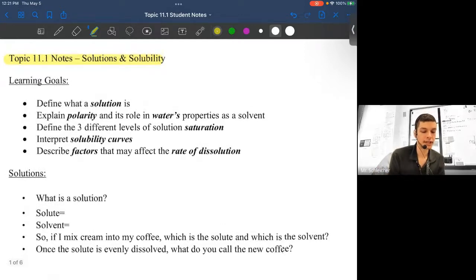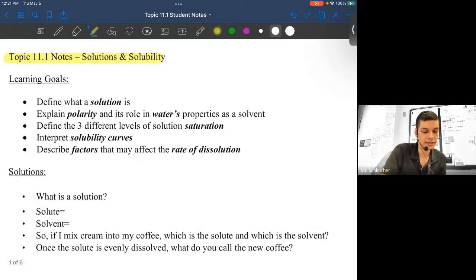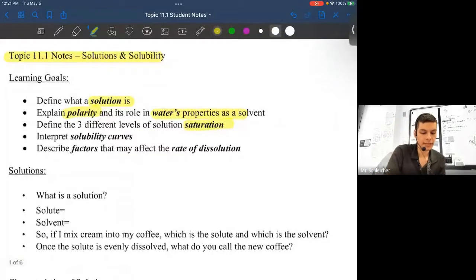So for this particular lesson, we want to define exactly what a solution is. We want to briefly explain what polarity is and its role in water's properties as a solvent. We want to define the three different levels of solution saturation. So what is saturation and what are the three levels there? And then probably by next class period, we'll start interpreting these things called solubility curves, and we'll describe some factors that may affect what's called the rate of dissolution. All right, exciting.